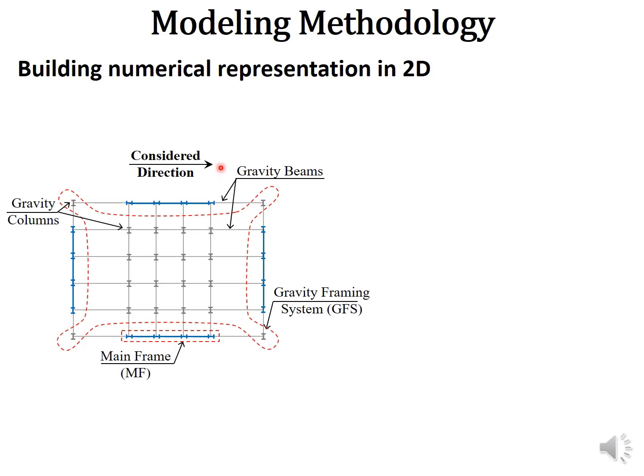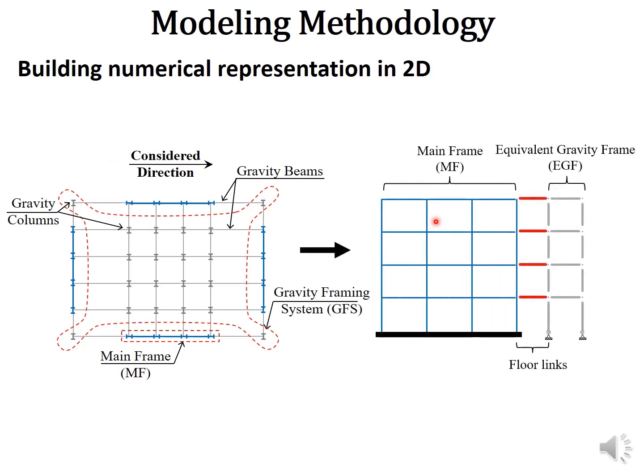When analyzing or representing this building in 2D for a given direction, which is labeled here as the considered direction, one of the orthogonal directions of the building, this is represented as follows. One of the main frames is modeled as shown here, while the rest of the building, that is the gravity framing system, is modeled using an equivalent gravity frame, which is the general case for the leaning column concept. The equivalent gravity frame is linked to the main frame using some floor links as shown in red.